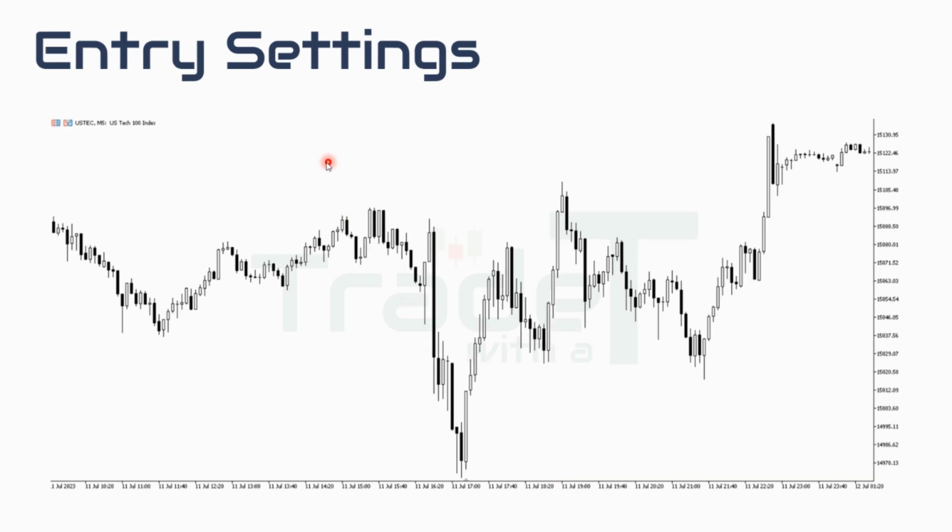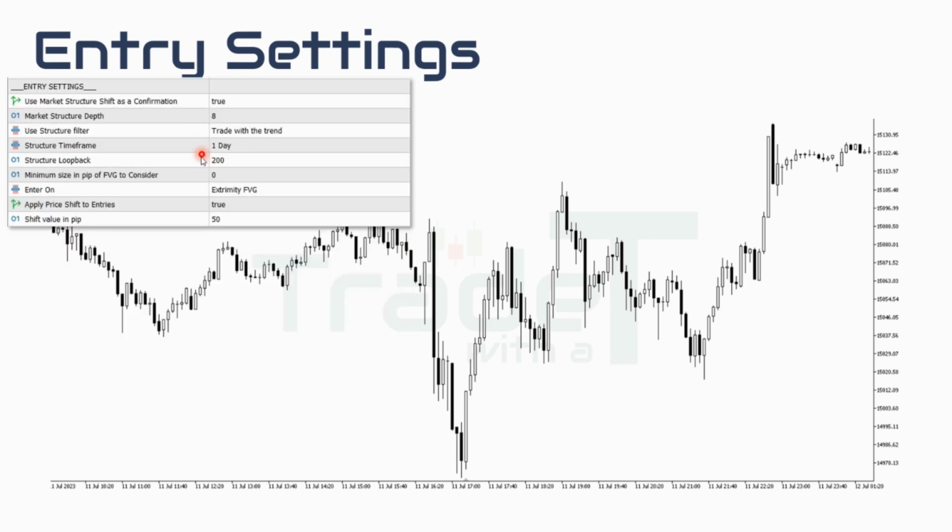I've talked so far about the trading window and how to set up our trade. Let's talk about the entry settings. In the entry settings, the first criteria is if we're going to use market structure shift or not. So if we take an example here, we have a bearish market structure, so we're going to take only sells. And once the market structure shifts bullish and the trend is upward, you're going to take buys.